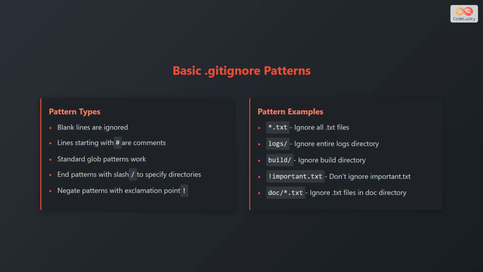*.txt will ignore all files ending with .txt. logs/ will ignore the entire logs directory. build/ will ignore the build directory. !important.txt will make sure that important.txt is not ignored. doc/*.txt will ignore all .txt files inside the doc directory.